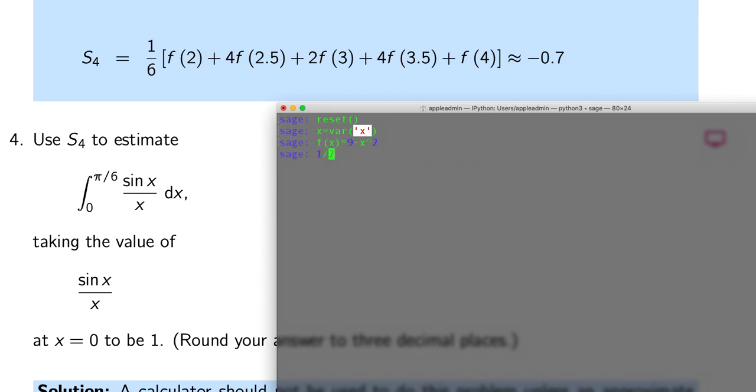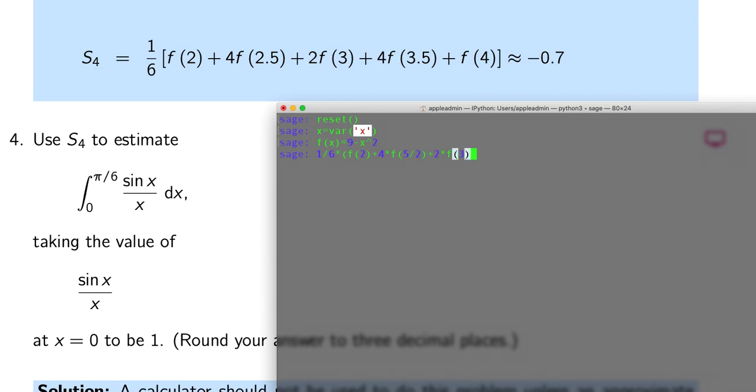Let me do 1 divided by 6, and then times, my mistake, f of 0. I'm not using any decimals. I'm sorry, f of 2, plus 4 times f of 5 divided by 2, plus 2 star f of 3. Again, I'm not using the decimal. It's going to do exact arithmetic.